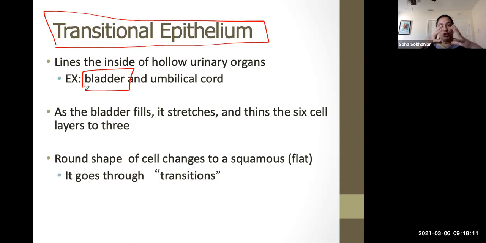As the bladder starts to fill up with urine, basically you're stretching the tissue, right? So your cells that are kind of chubby, they start to stretch and they transition. So they become more flattened and elongated. So that's an example you can see in your bladder. You can see it in the umbilical cord. You can see it in uterus, which is not listed here. But you can see those transitional epithelium present in those tissues.